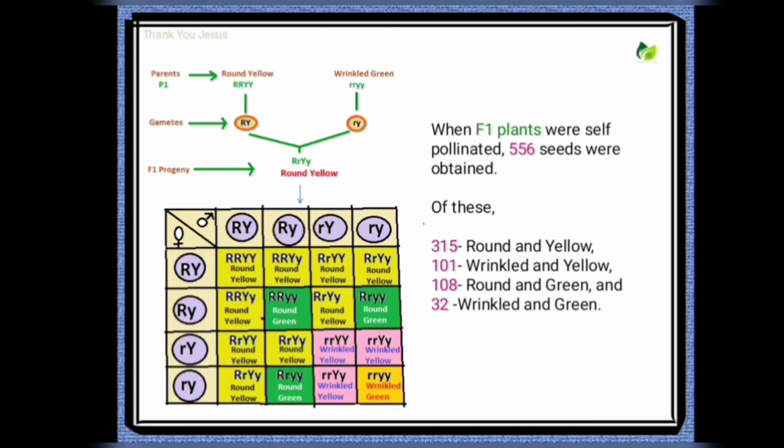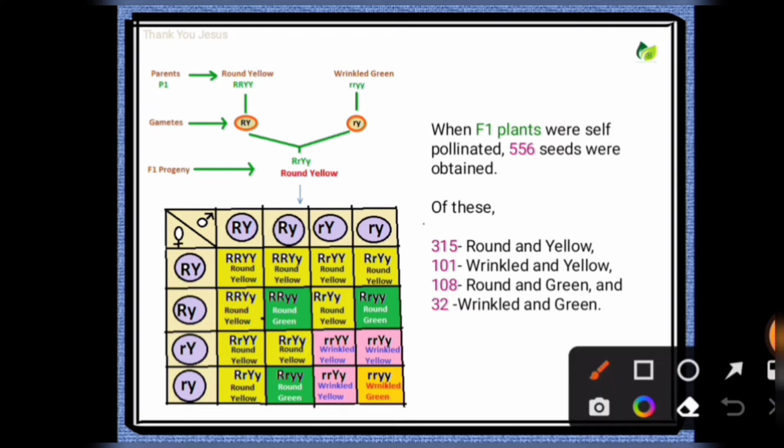When F1 plants were self-pollinated, 556 seeds were obtained. Of these, 315 were round and yellow, 101 were wrinkled and yellow, 108 were round and green, and 32 were showing wrinkled and green seeds.